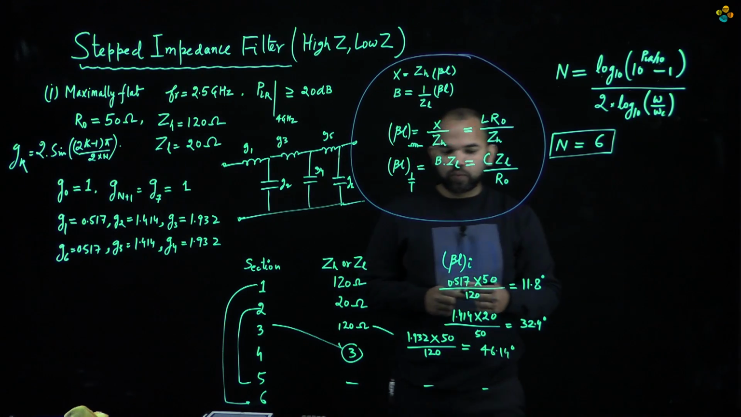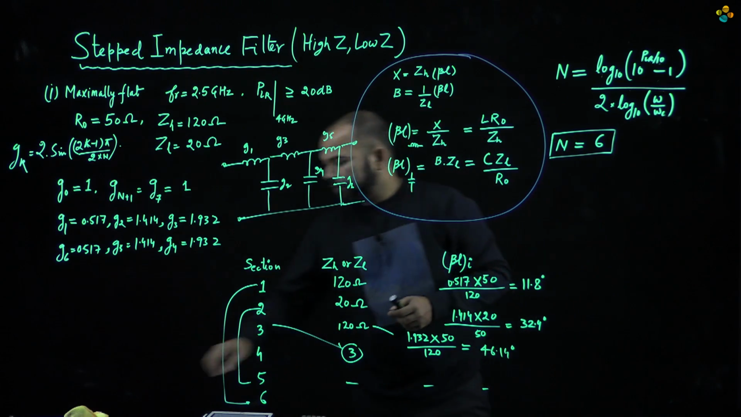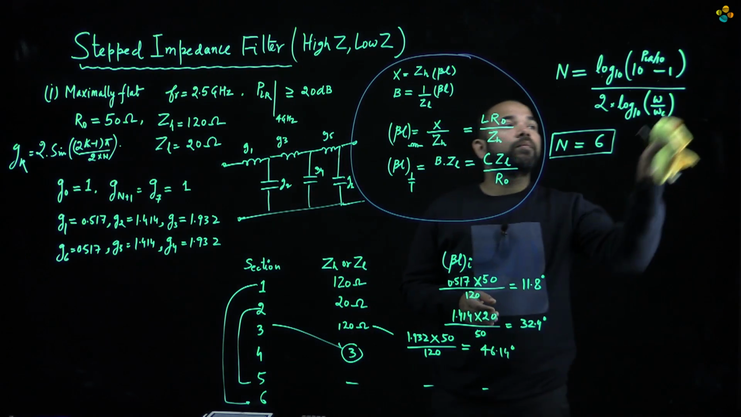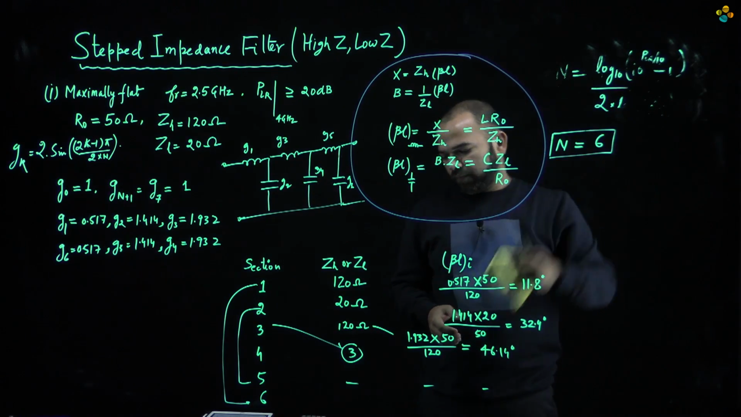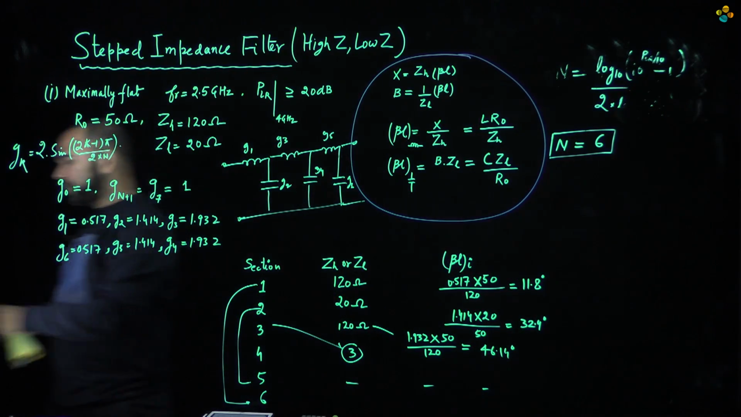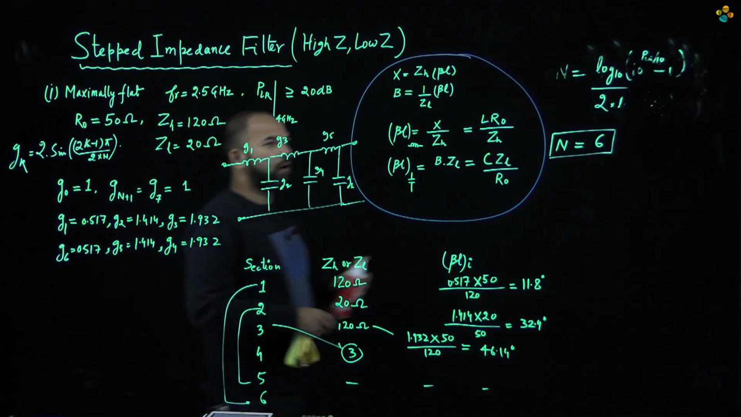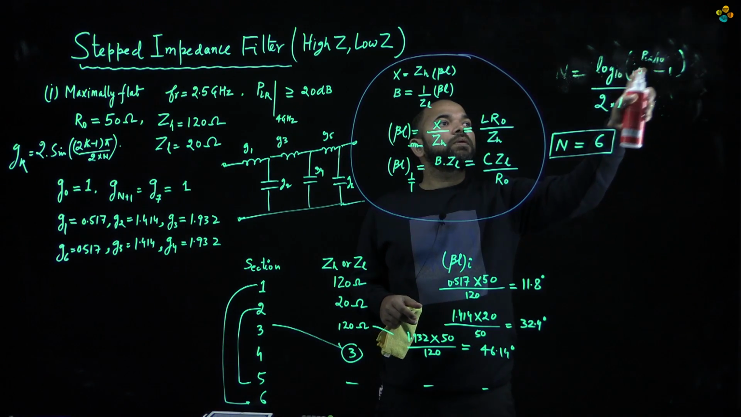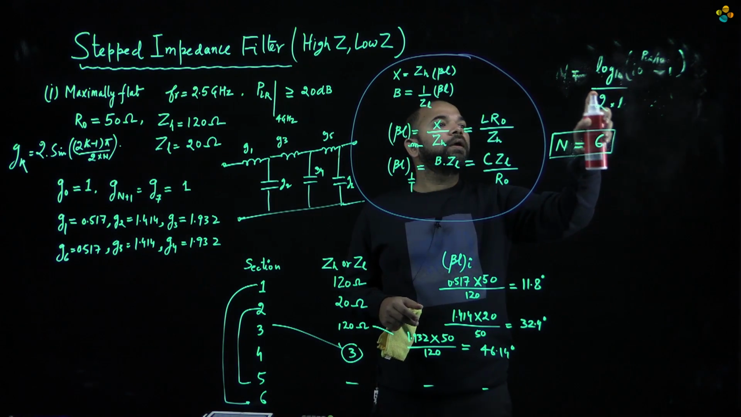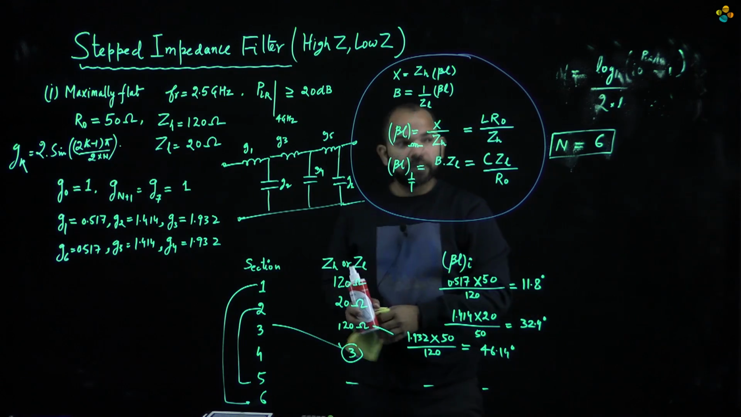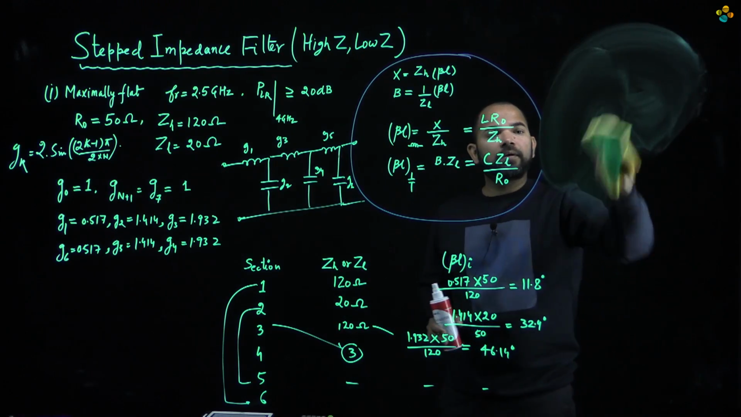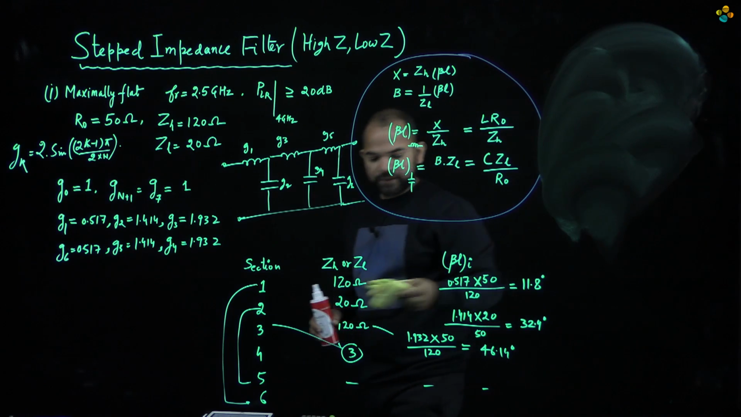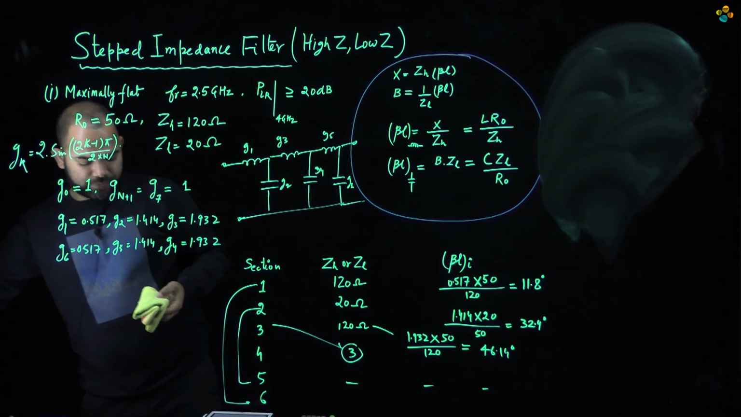So now what do we have in our hand? We have the electrical lengths, we have impedances, and we have how many components are in our filter. So we can easily realize a filter with this set of calculated values.